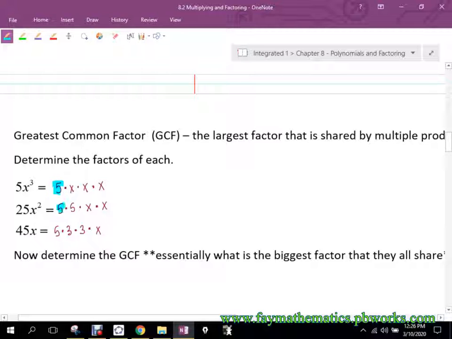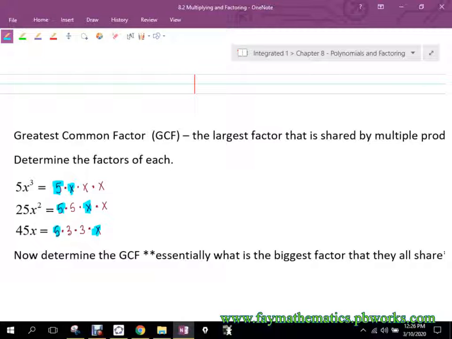Yes. They all have 1 5 in them, right? Do they all have 1 x in them? And remember, that x could be another 5, it could be a 2, it could be a 1, it could be whatever. But they all have that. Do they all have a second x? No. So this one has a second x, so does this one, but this one doesn't, right?